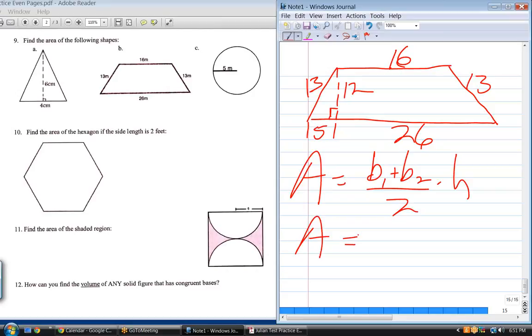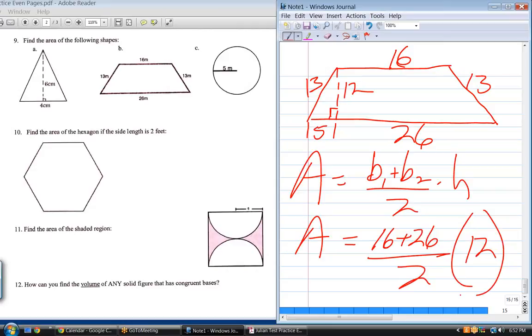All right. What is it? In other words, fill in each of these. Don't just give me an answer. Give me the B1, the B2, and the H, and I'll write it, and then we'll simplify it. All right. So 16 plus 26, divided by 2 times 12. There you go. That's what I want. I don't care what that answer is, but once you get to this point, you got it.